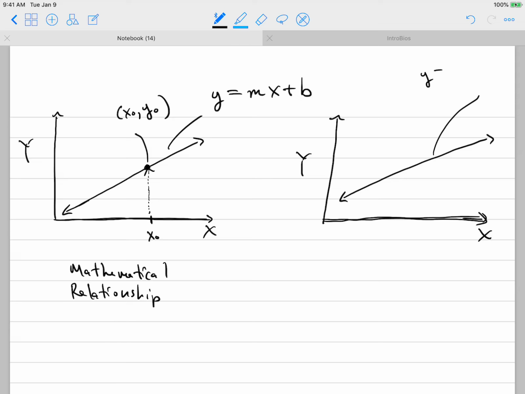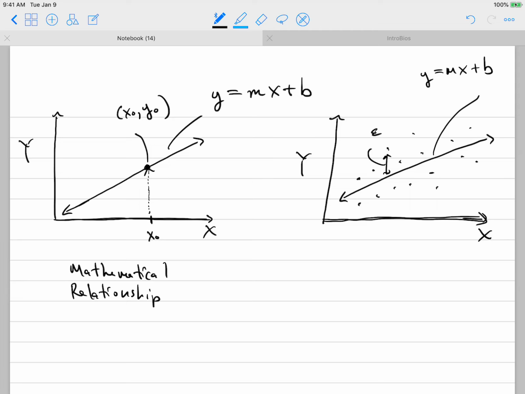So this equation is y equals mx plus b. But for a statistical relationship, the points that I'm going to draw aren't going to fall exactly on this straight line. So if you had a set of observed data, a set of xy points, they would deviate from this straight line by an amount epsilon.